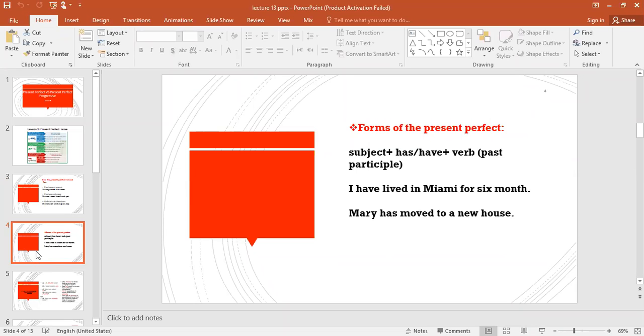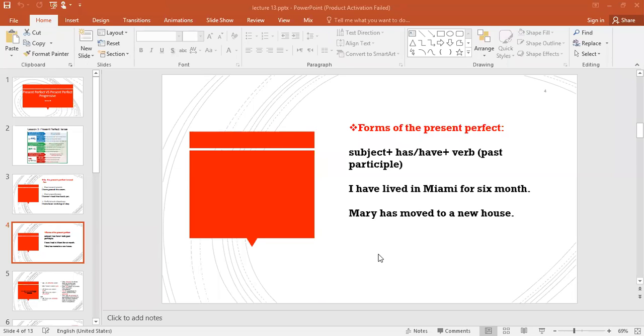Who can help me now and explain what we mean by the form of the present perfect? Raise your hands so that I can unmute you. Who can help me and tell me what is the form? Yes, Maya.